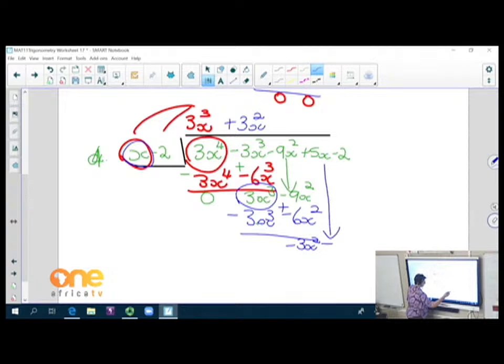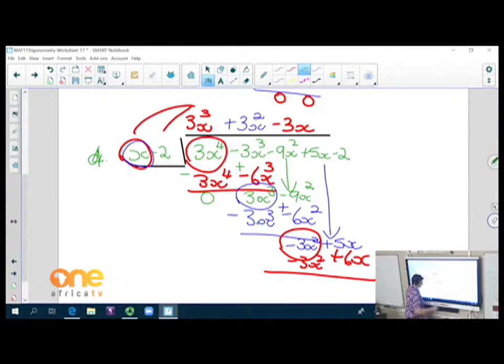You bring down the 5x. Same question, how many times will x divide here? And that will be negative 3x times. So we multiply now, then it's negative 3x squared, and that one is then positive 6x. We subtract, so we change the second signs and add. That one gives you 0, plus 5 minus 6 is negative 1x, and the negative 2 comes down.